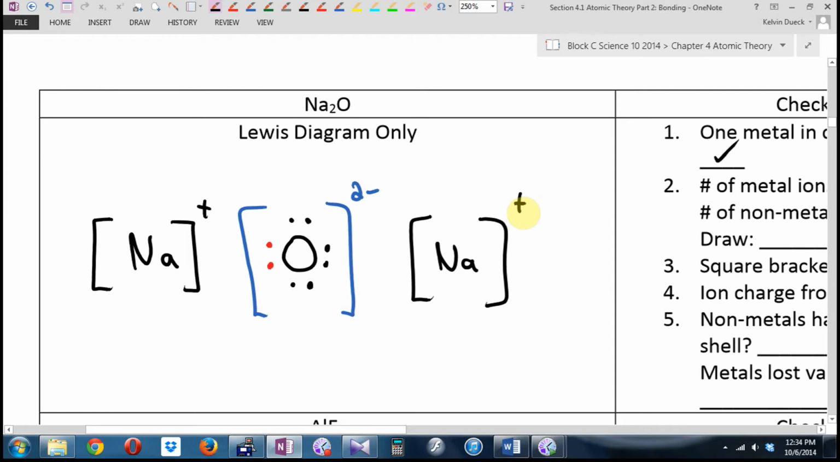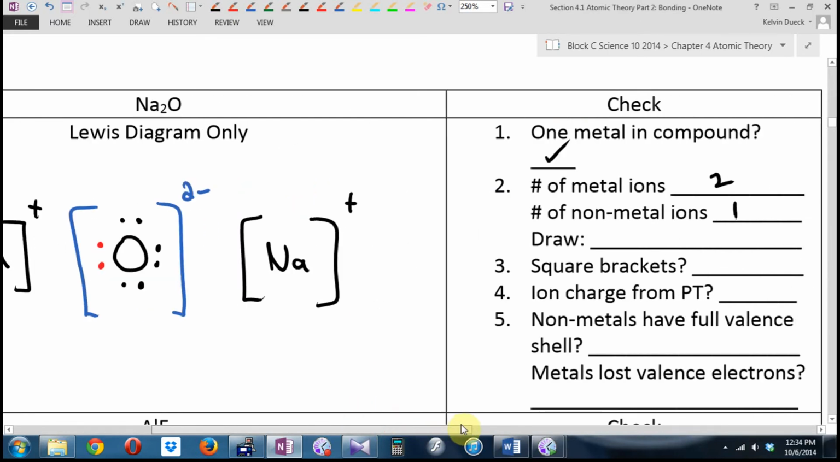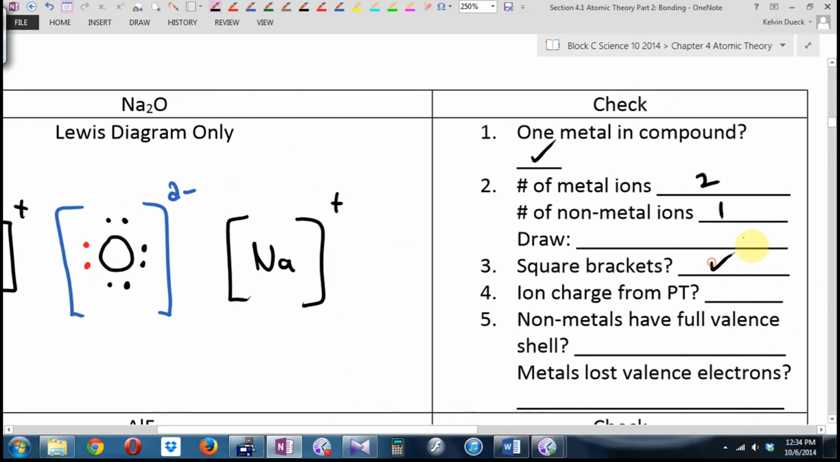Double check if you add up the pluses and the minuses. Is this stable? Yep. This could exist in real life in nature. Let's go to our quick checklist to make sure we didn't miss anything. Square brackets, we got them. Ion charge, we got them. Full valence shell, full valence shell.